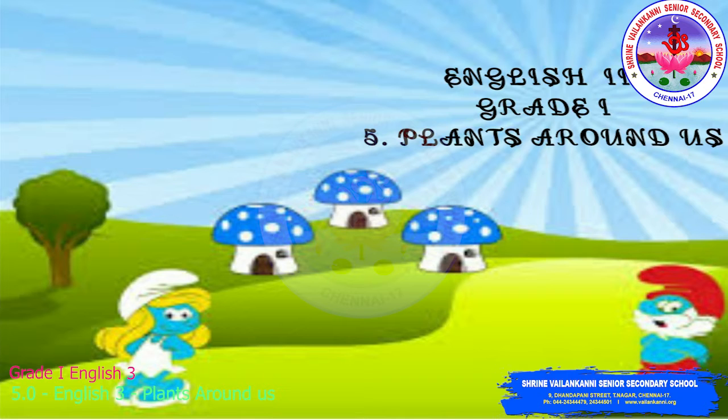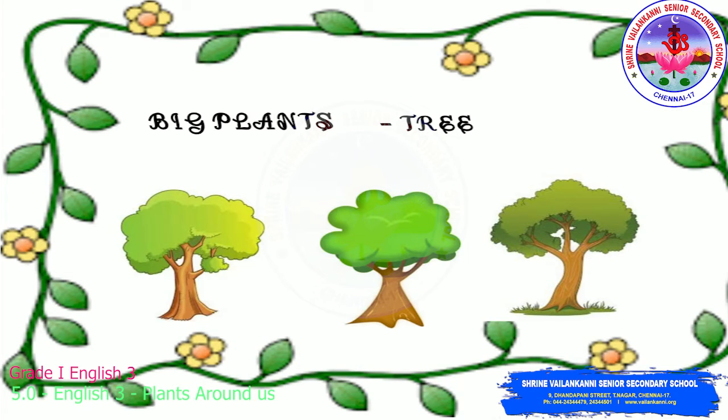So today we are going to see the types of plants. First thing is a big plant. For example, trees. So many trees. Okay, a mango tree, coconut tree. So all the trees come under a big plant. Is it not? All the trees will be very big.